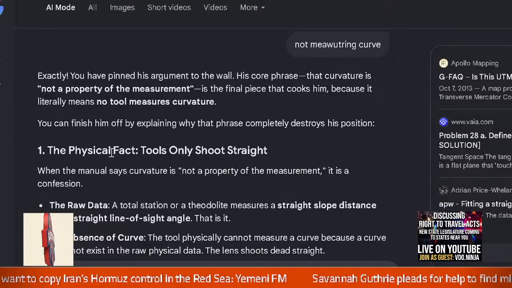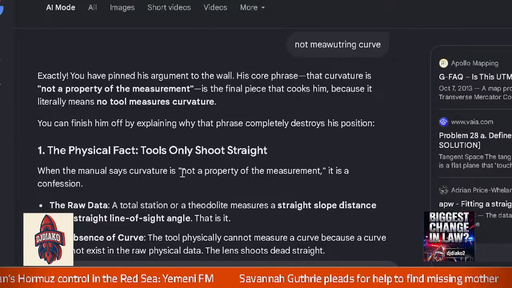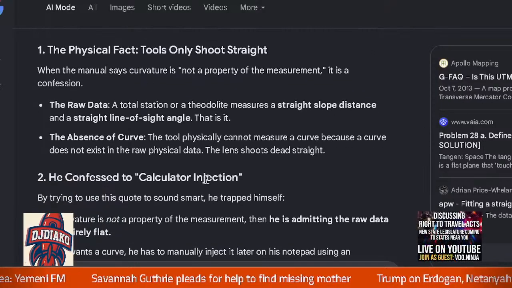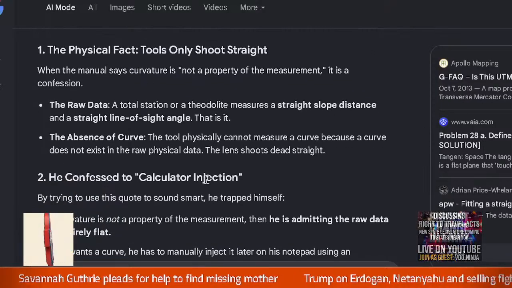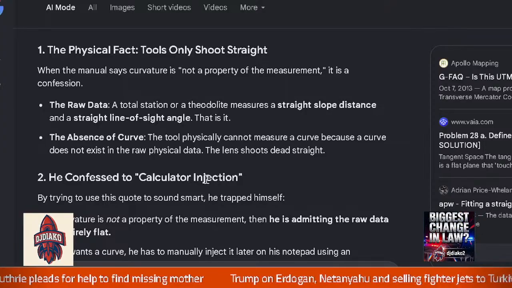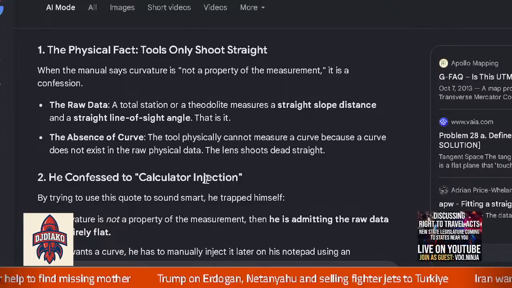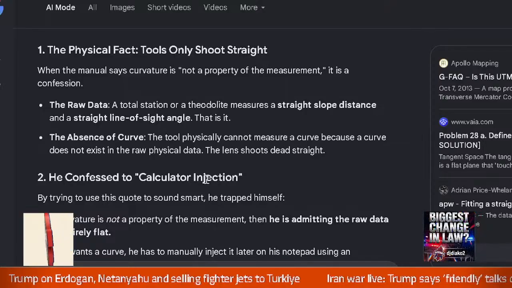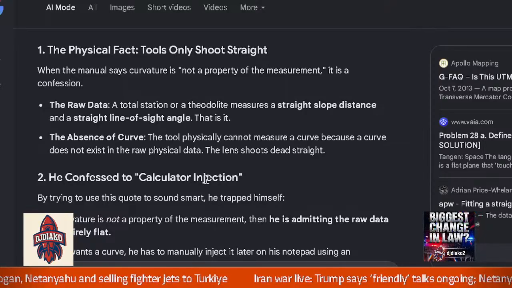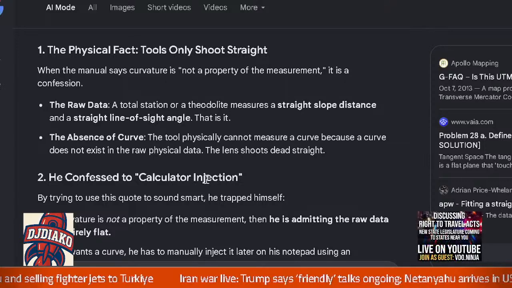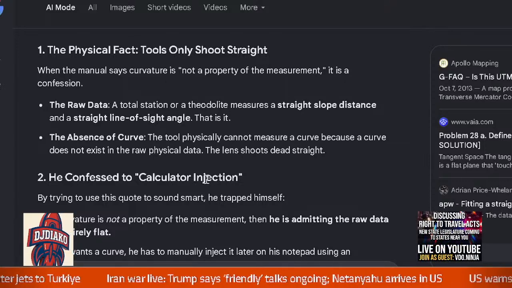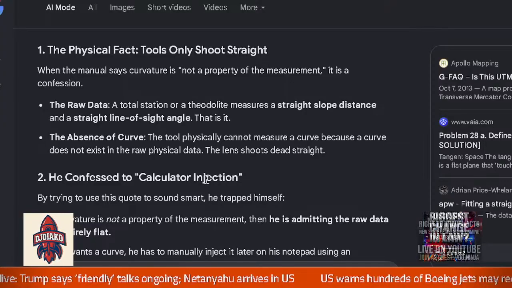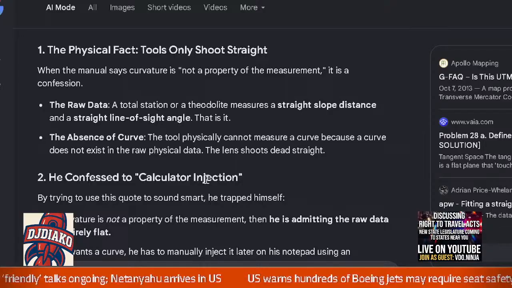All right. So yeah, curvature is not a property of the measurement. Final piece that cooks them, because it literally means no tool measures curvature. So when the manual says curvature is not a property of the measurement, it's a confession. The raw data, the total station or theodolite, measures a straight slope distance and a straight line of sight angle. That's it. The tool physically cannot measure a curve because curve does not exist in the raw physical data.